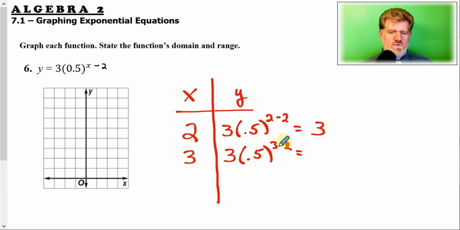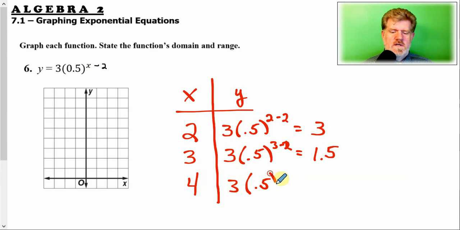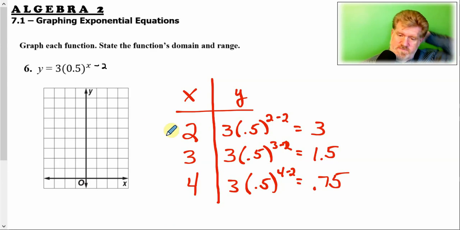3 minus 2 is 1. 0.5 to the first power is 0.5. So what's half of 3? You think of it as 1.5. So it looks like my scale factor of 0.5 means that every time I raise this by 1, so it's squared, so it's 0.25, I'm doing another half of this. And I can be taking half of that forever.